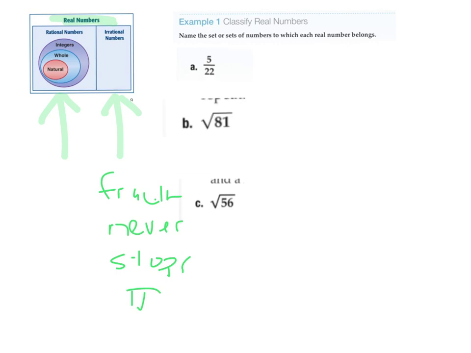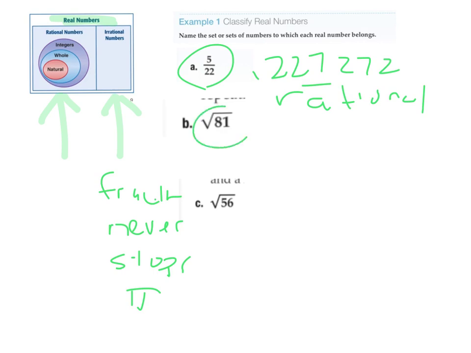So let's look at and determine whether these numbers are rational or irrational. If you take 5/22 and put it in your calculator and divide, so 5 divided by 22, you get 0.22727272, and it repeats. The 72 repeats constantly, so this is a repeating decimal, and this is a rational number.